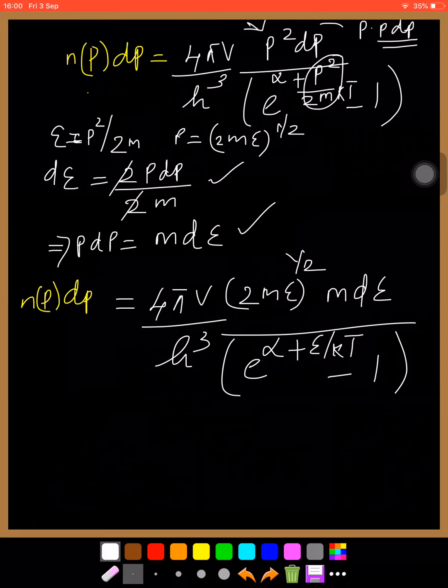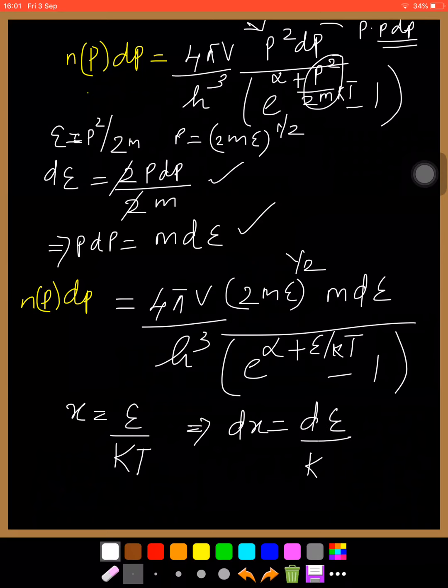And then we can write this in terms of x. For ease of integration, we write it in terms of x, where x is E by kT. X is E by kT means dx is dE by kT. k and T are constants. So dx is dE by kT. Now, instead of dE we can write kT dx. Similarly, we can replace all the terms in terms of x. There are three E terms here, and we are going to convert all three into x for the ease of integration.